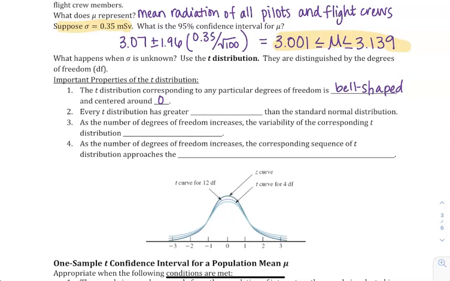Now, every T distribution has greater variability than the normal distribution. As the sample size or the degrees of freedom gets larger, it becomes closer to the standard normal distribution, but it always is slightly more variable, which means it spreads out just a little bit more than the regular standard normal distribution. But as the number of degrees of freedom increases, the variability will decrease. And as the number of degrees of freedom increases, the corresponding sequence of T distributions approaches the standard normal distribution.